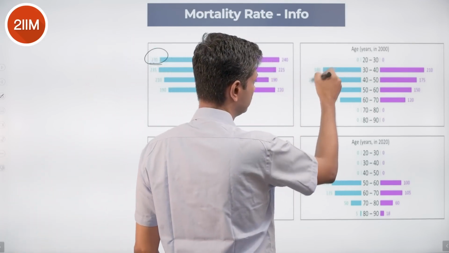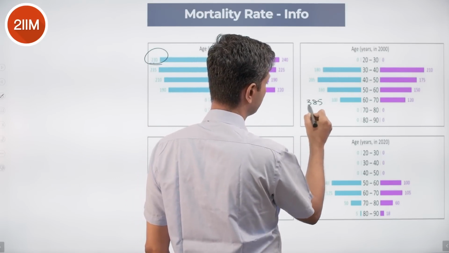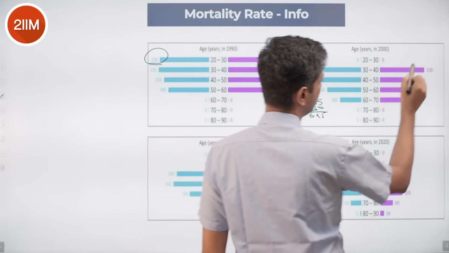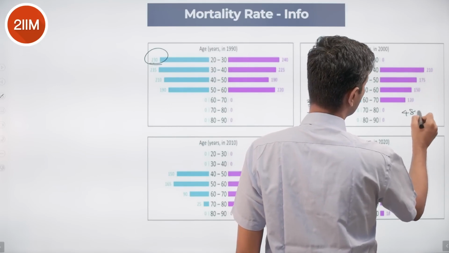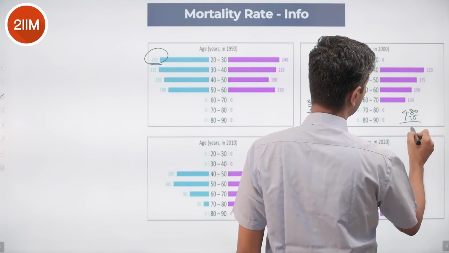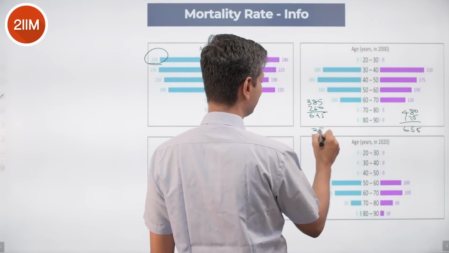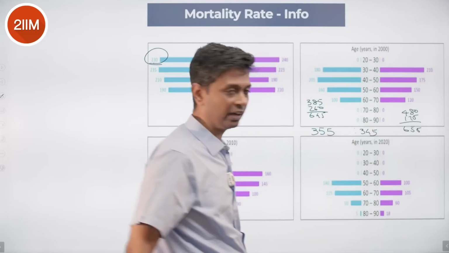180 plus 205 is 385 plus 260. 385 plus 260 is 645. 210, 360, 480 plus 175 is 655. How many have died? 355 have died. How many have died? 345 have died. 355 is to 345.